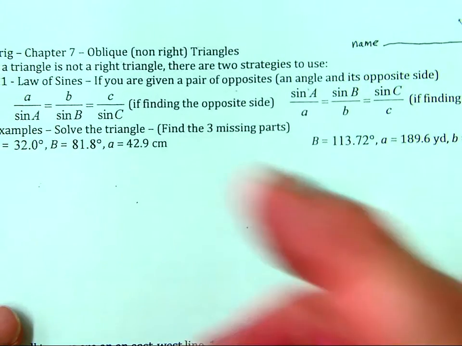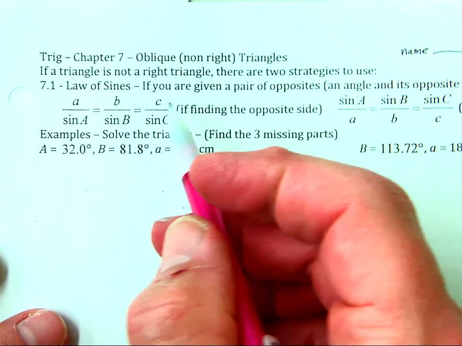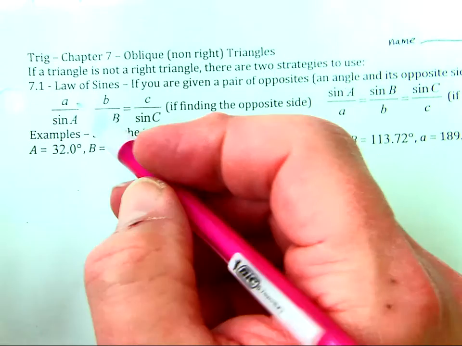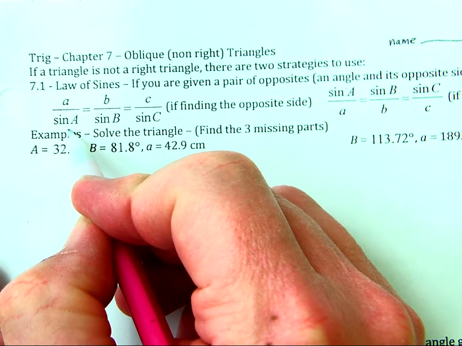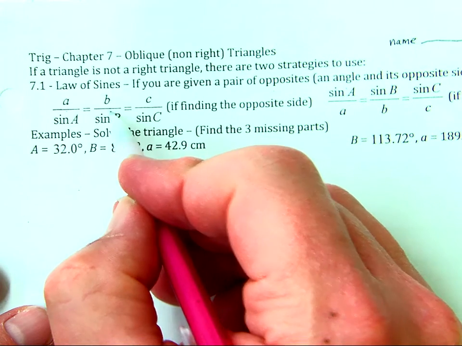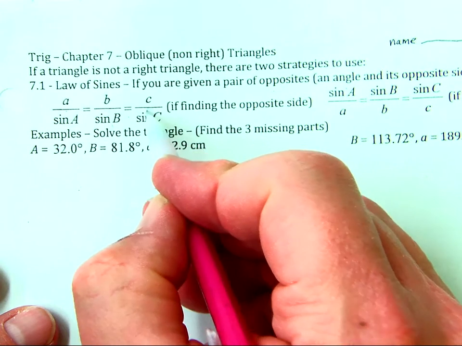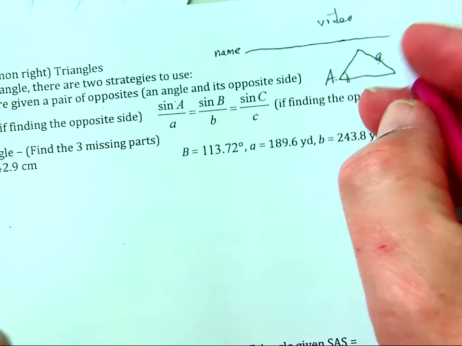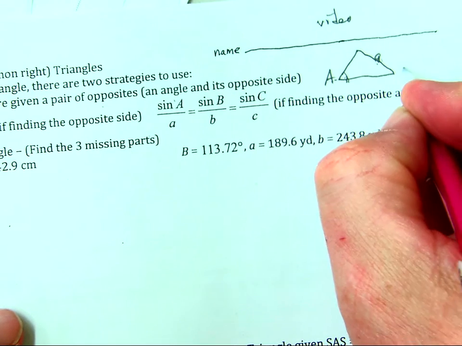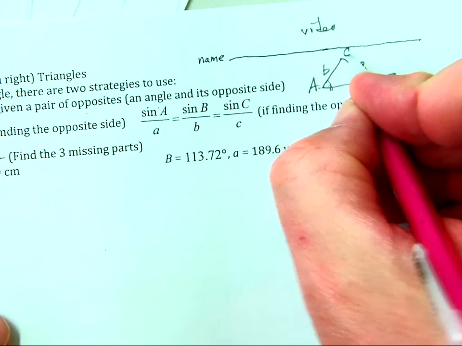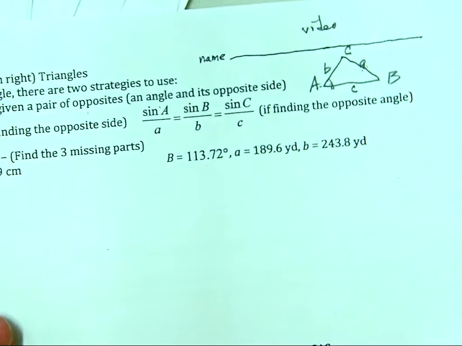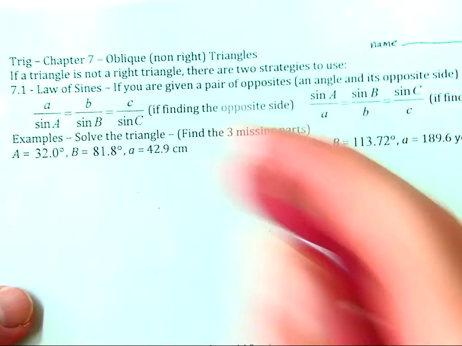Now you can do it two different ways. If you want to find the side, so again, it's just proportions. So it's side A over the sine of angle A, so that's over its opposite. Side B over the sine of angle B equals side C over the sine of angle C. We always label them so they're opposite like this. So if this is angle B, opposite side is side B. If this is angle C, the opposite side is side C. So they're always lined up with a pair of opposites.